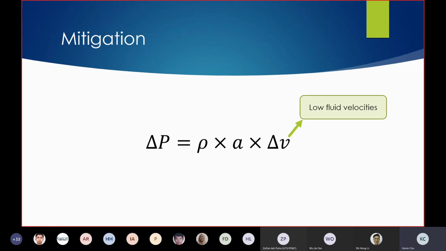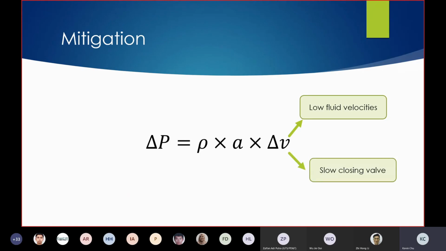After witnessing how troublesome liquid pressure surge or water hammer can be, we need to know how to deal with it. Looking at the Joukowsky equation again, in order to minimize the change in pressure, which is the term on the left hand side of the equation, we need to ensure that the flow velocity is low, and also we need to use a slow closing valve.